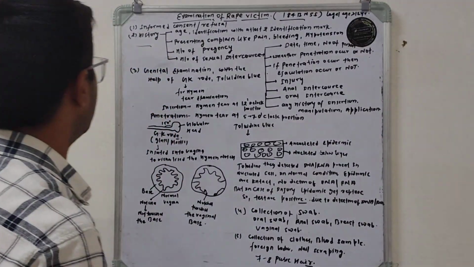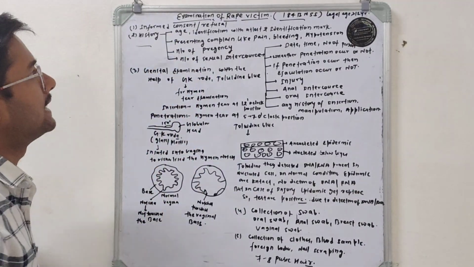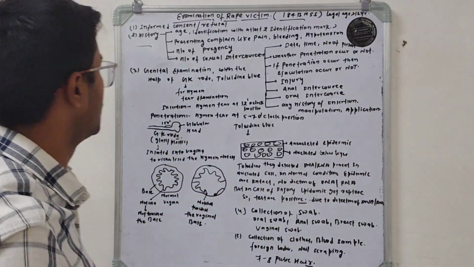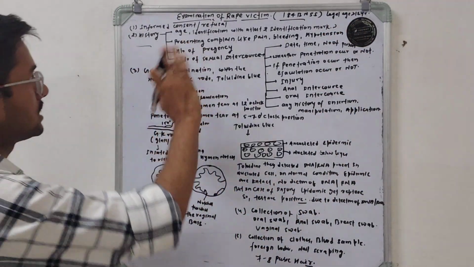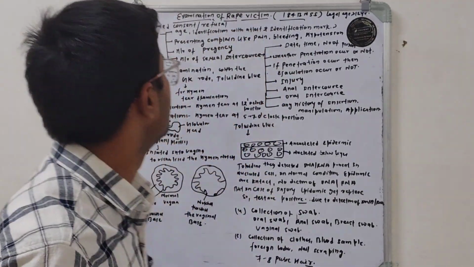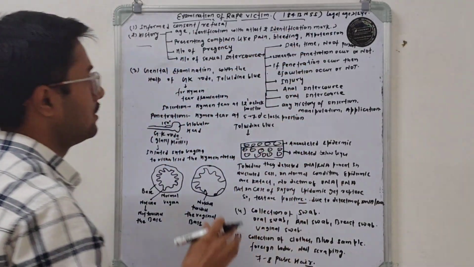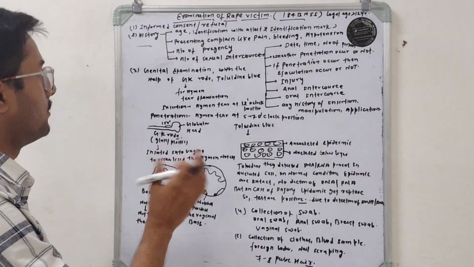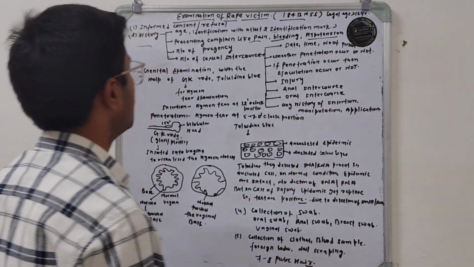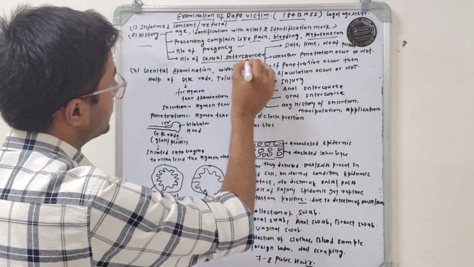After taking the informed consent, we go for the history taking. In history, we ask about the age and identification with at least 2 identification marks. Then we ask about the presenting complaints like pain, bleeding, and hypotension. Then we take the history of pregnancy. Then we go for the history of sexual intercourse.